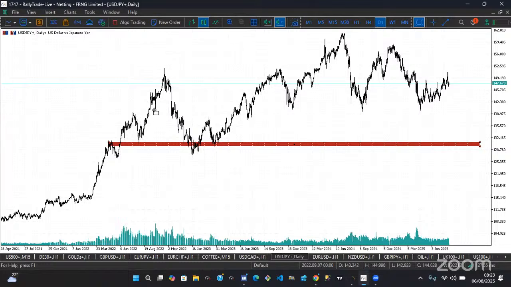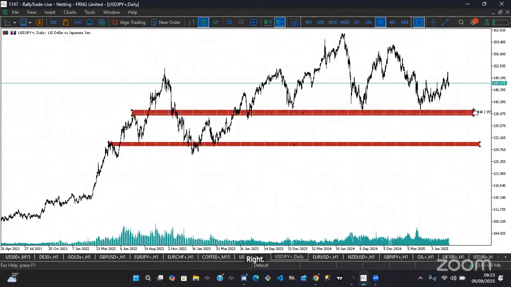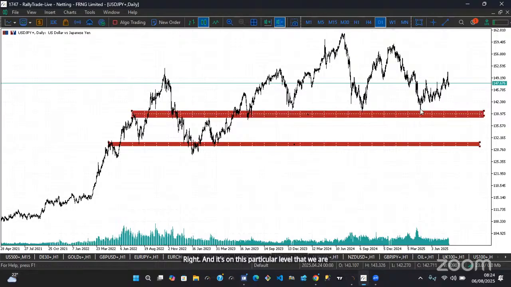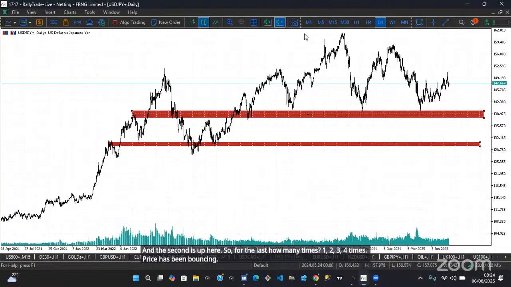Now, the moment it broke out of this point here, it came back down to retest. And it's on this particular level that we are right now. Price had two major levels it is bouncing off of. The first is around here, and the second is up here. So for the last how many times? 1, 2, 3, 4 times, price has been bouncing off of this particular level.